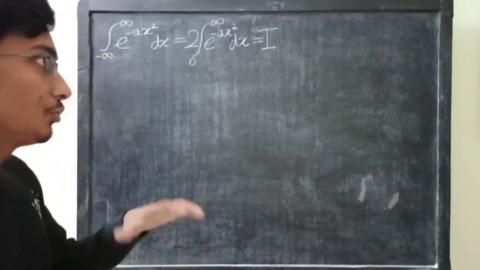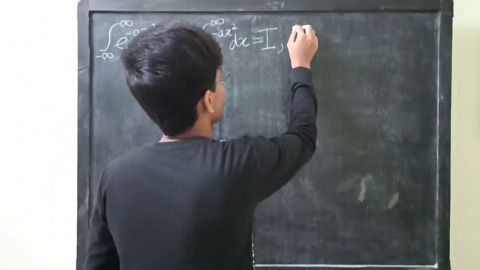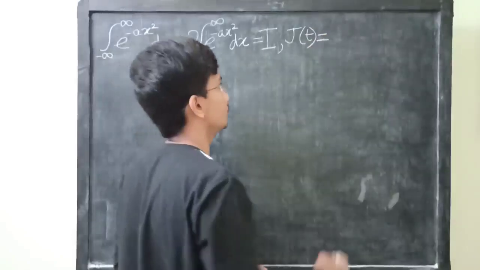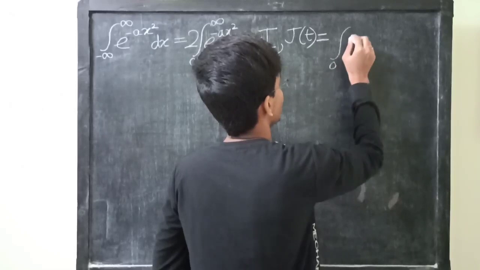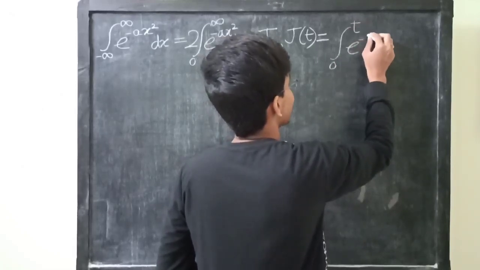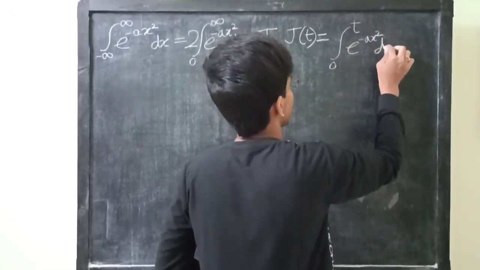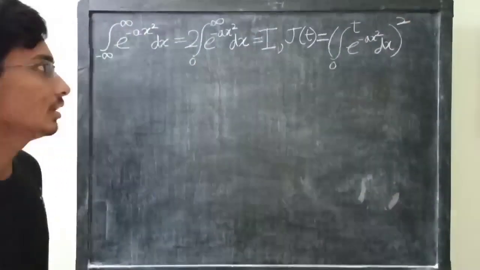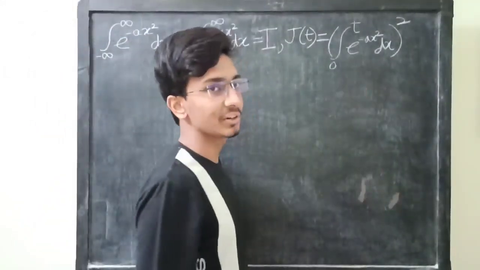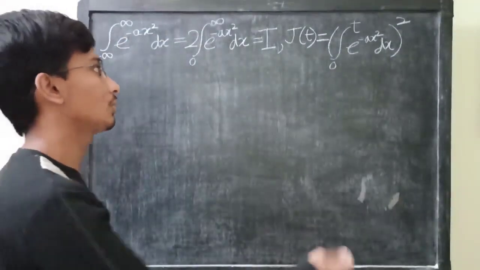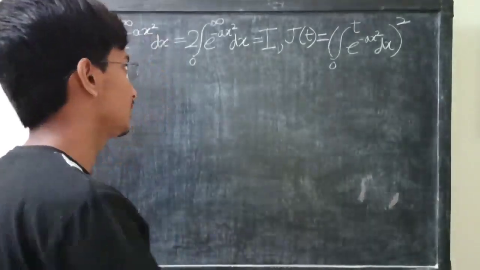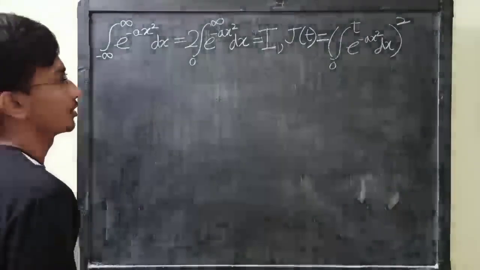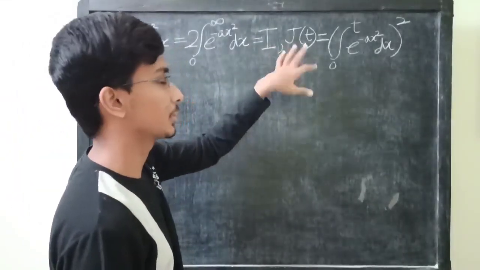Now we will define a new function, say J. This will be a function of t which equals the integration from 0 to t of e to the power minus a x square dx, but the whole square. Now this step is called parameterization. So we will be working on this J of t, and at last we will be finding the value of I with the help of this J of t. So what we will do at first is differentiate this J of t with respect to t.